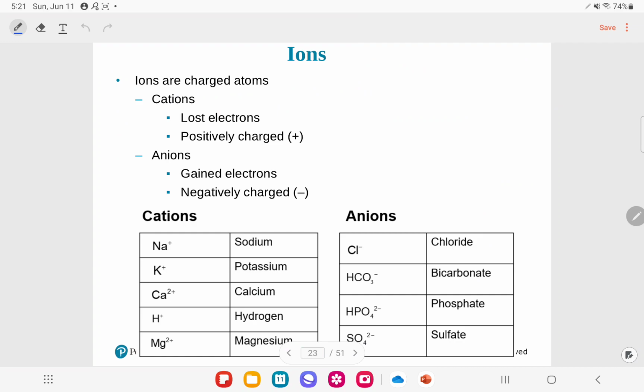So ions are going to be charged atoms. We have cations, which have lost electrons, so they're positively charged. And you have anions, which have gained electrons, and these are negatively charged species. Some examples of cations would be sodium, potassium, calcium, hydrogen, and magnesium. Some anions would be chloride, bicarbonate, phosphate, and sulfate groups. Those are negatively charged, because of the gain of an electron, which is why you can see this negative charge associated with them.